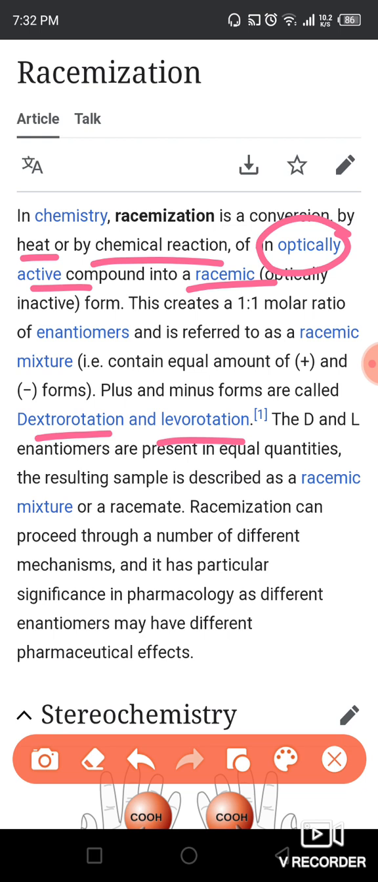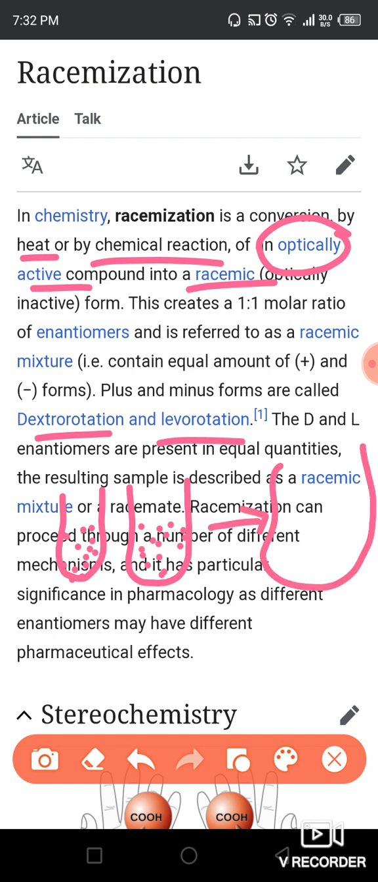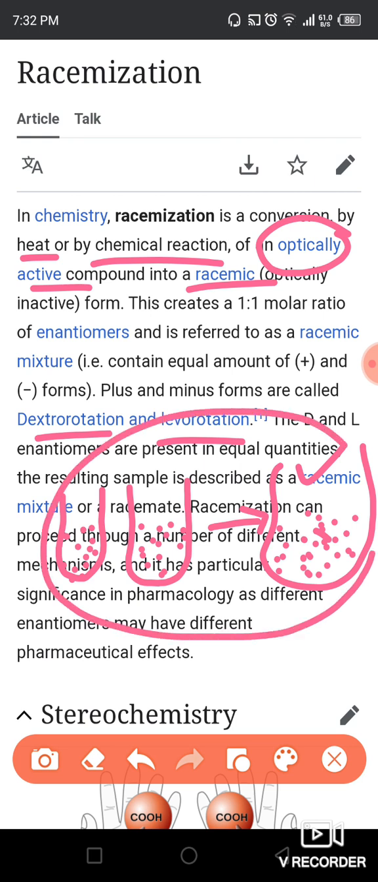Okay. So now what I am doing, I am mixing. For example, in this beaker, you have a dextrorotatory solution. Okay, so now I have another beaker, and in this beaker I have a levorotatory optically active compound. Now I am mixing both of them in a beaker, and now what result have I got? I have got an optically inactive compound, a mixture, and this mixture is called a racemic mixture, and it is optically inactive. And this whole process is called racemization. So I hope you understand what racemization is.